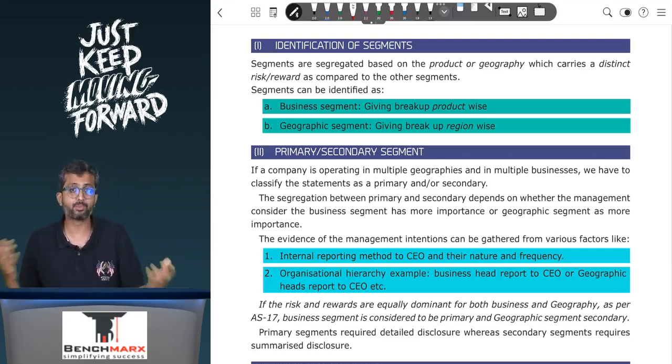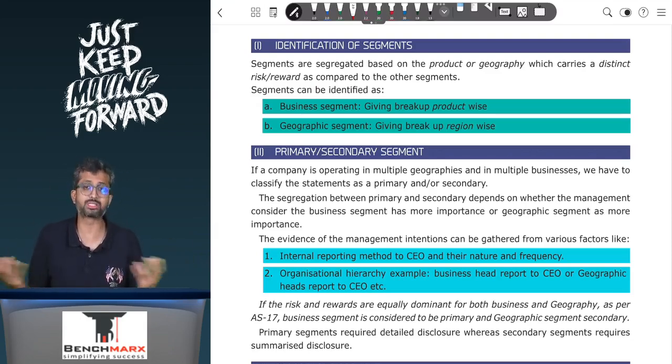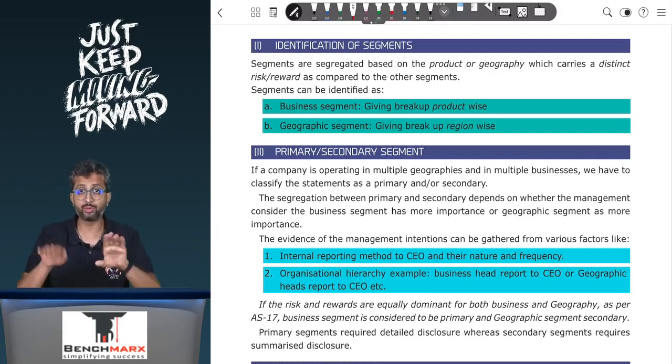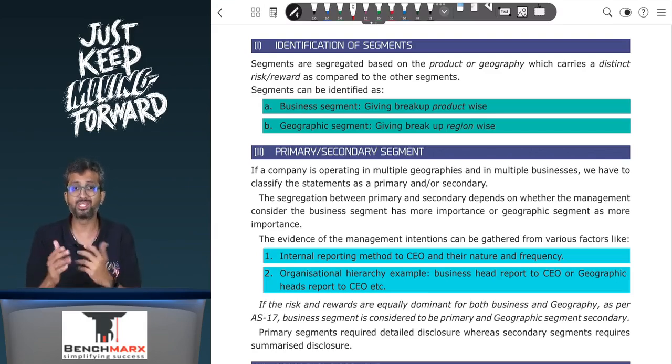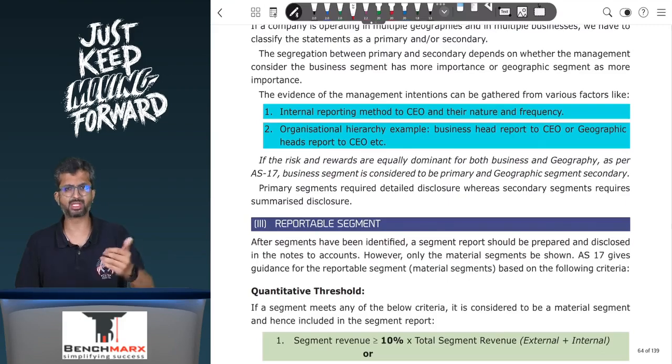But what if both of them are equally strong, or the question remains silent? Then AS17 tells you that if you are unable to decide between the two, which is primary and secondary, business is assumed to be primary, geography is assumed to be secondary, and in a primary segment you will give a much more detailed disclosure, in a secondary segment you will give a much more compact summarized disclosure. So this is regarding identification of segments and primary and secondary.